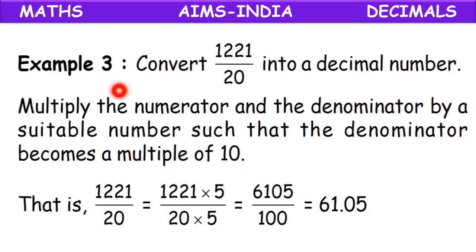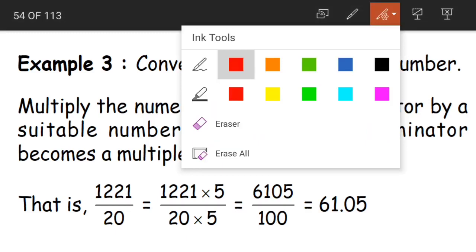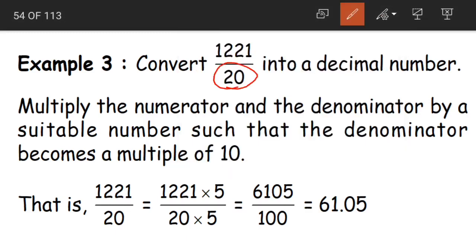Understood, children? Example 3. Convert 1221 by 20 into a decimal number. Again, the denominator here is 20. It is not 10, 100 or 1000. So to convert this denominator into 10, 100 or 1000, we need to multiply the numerator and denominator by a suitable number such that the denominator becomes a multiple of 10.